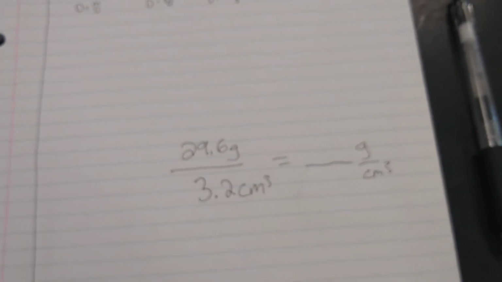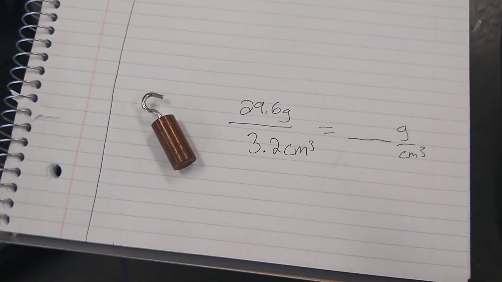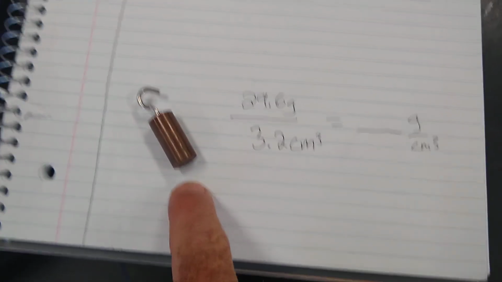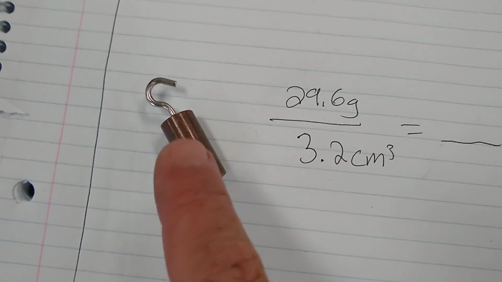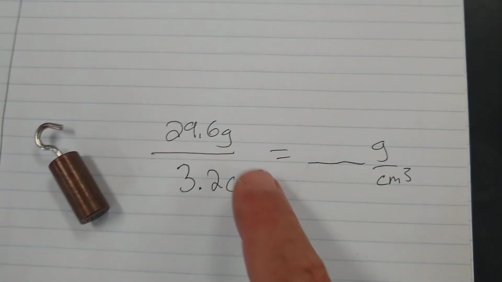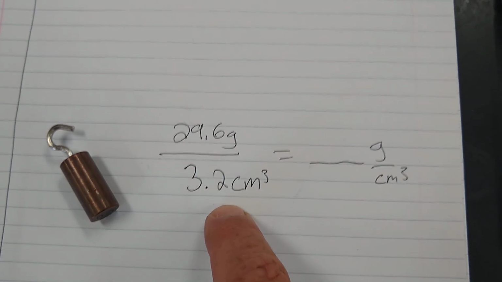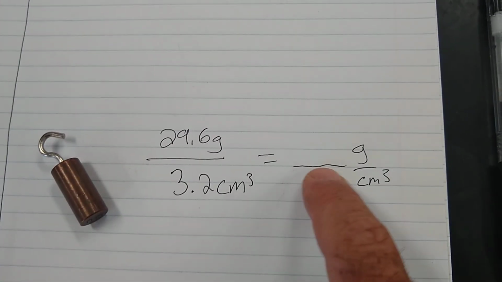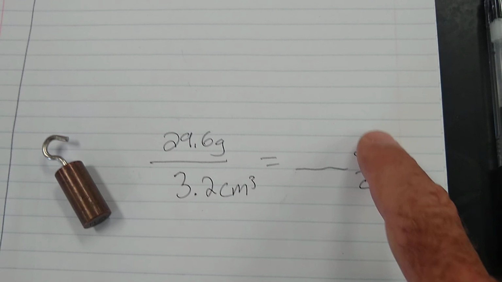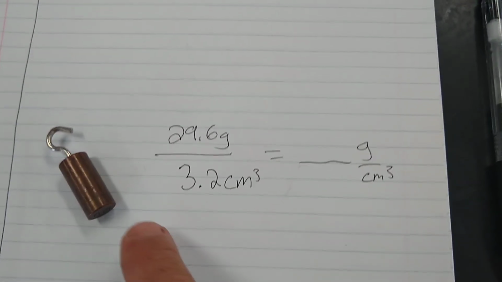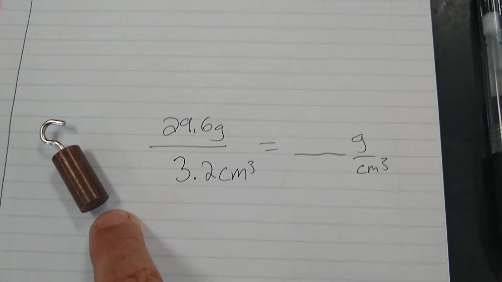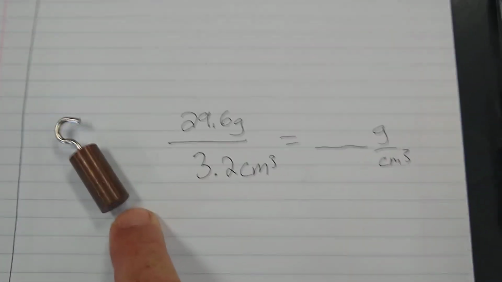Here are some numbers. Here are the numbers for this metal. You can see its color. That might be a good hint for you. It's 29.6 grams per 3.2 cubic centimeters. So you should calculate what the density is in grams per cubic centimeter, and that will be this metal if you look it up on the chart. The chart is on the bottom of page 1 on your reference tables.